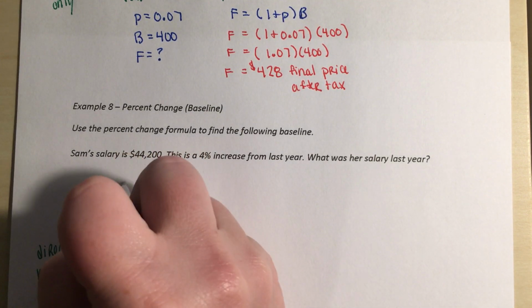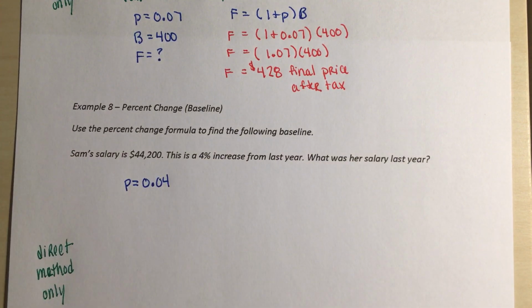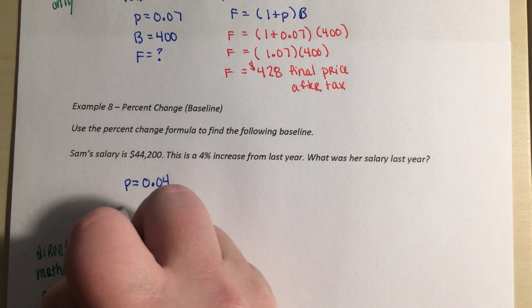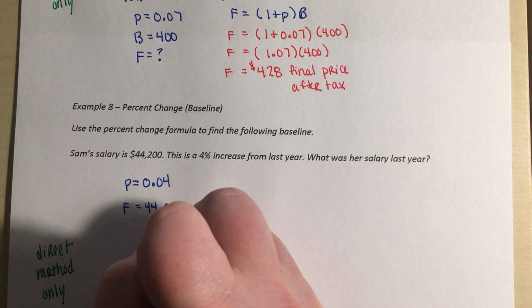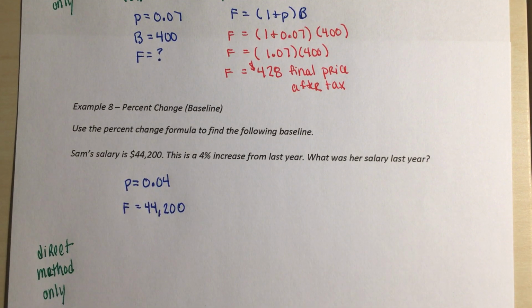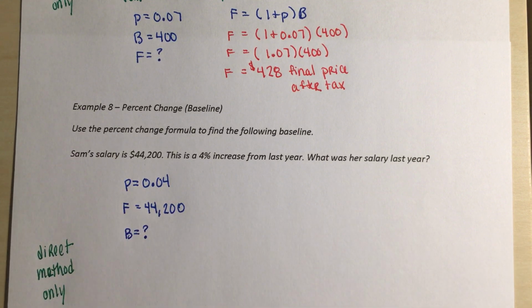All right, so our percent, it is an increase. So it is a positive 4%, which is 0.04 after we shift our decimal. Our final value is her new salary. So Sam's new salary is $44,200. And we are looking for the baseline salary.